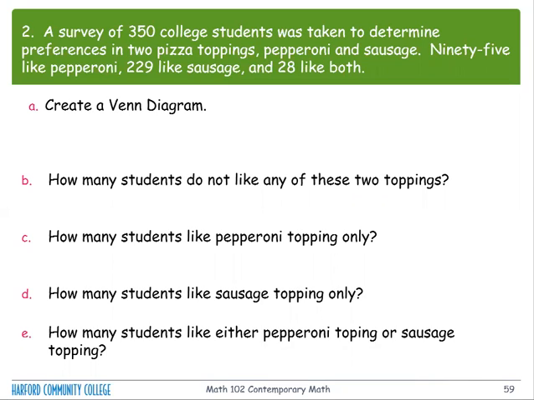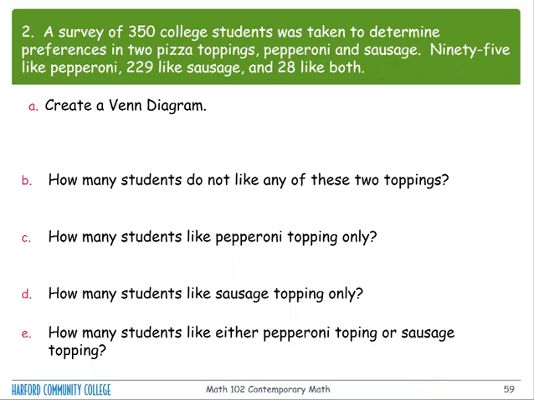Problem 2. A survey of 350 college students was taken to determine preferences in pizza toppings, pepperoni and sausage. 95 like pepperoni, 229 like sausage, and 28 like both. We are going to create a Venn diagram. After we complete the Venn diagram, we use the result to answer the questions.